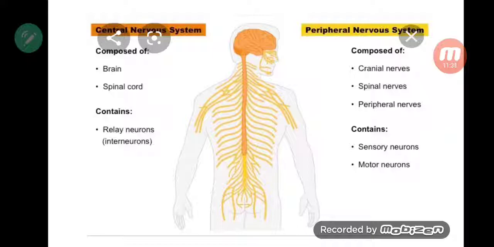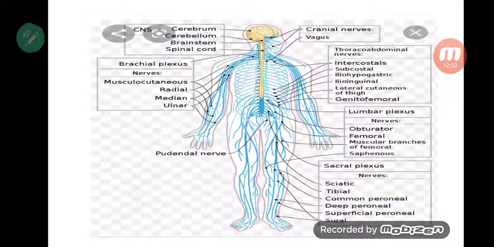Nervous system components: we have the central nervous system, which is composed of the brain and spinal cord. Here is the brain and here is the spinal cord. It contains relay neurons. The peripheral nervous system is composed of cranial nerves, which are 12 cranial nerves, and spinal nerves, peripheral nerves, and contains sensory and motor neurons. Here is a picture of the distribution of the nervous system.